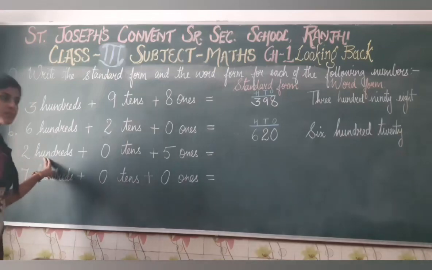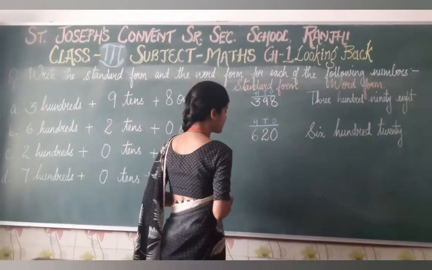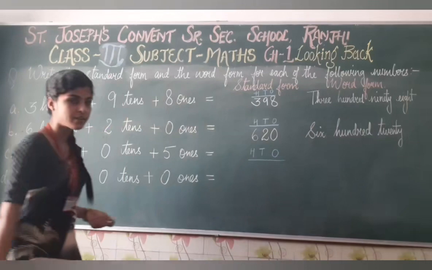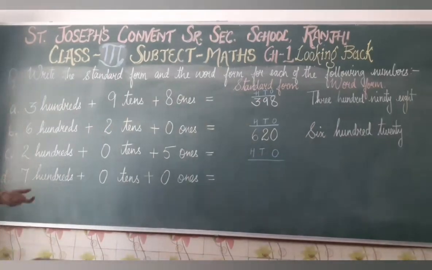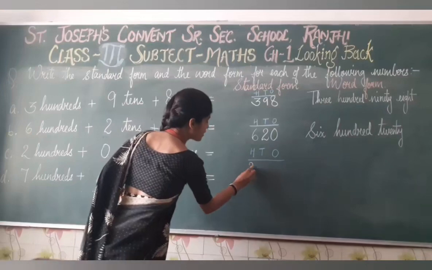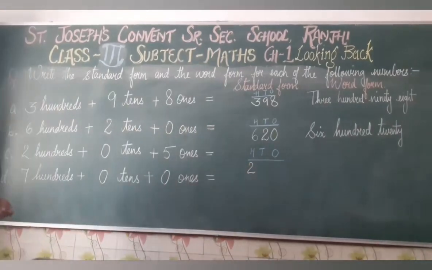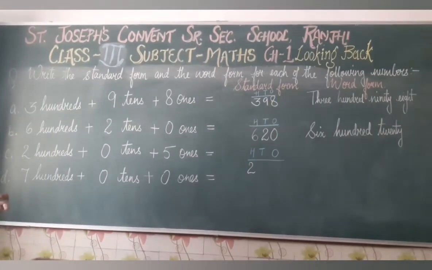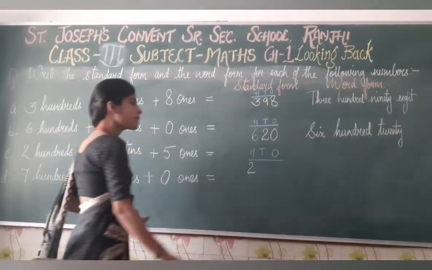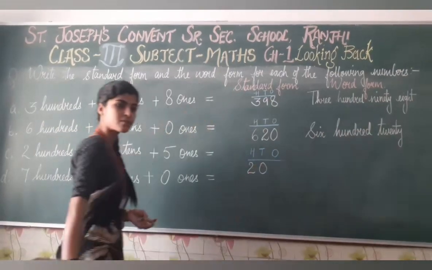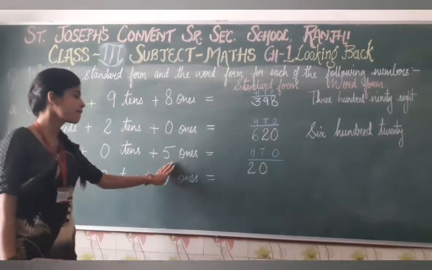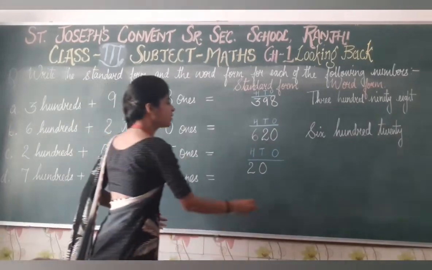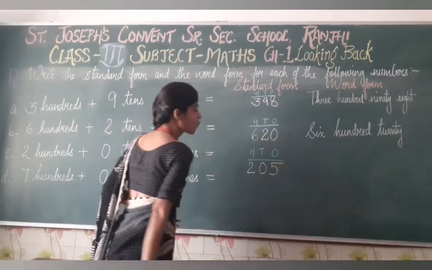2 hundredths. So tell me, how many hundreds are there? There are 2 hundredths. So which digit will come under the hundreds place? It will be the digit 2. So let us write 2 under the hundreds place. Yes. Next is 0 tens. Kitne tens hai hamare paas? We are having 0 tens. So the same number 0 will come under the tens place also. Next it is 5 ones. Kitne ones hai hamare paas? 5 ones. So we will write the digit 5 under the ones place.